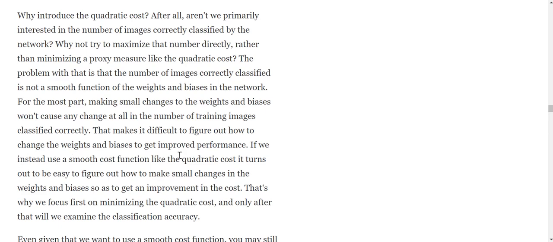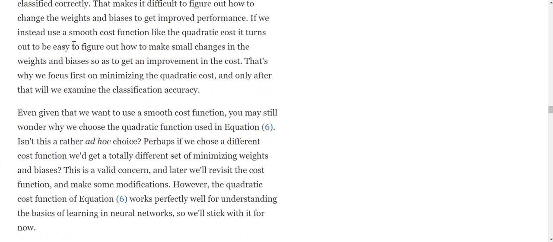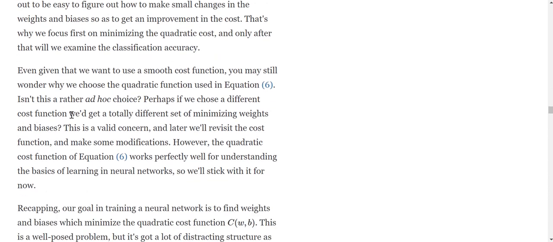If we use a smooth cost function like the quadratic cost, it turns out to be easy to figure out how to make small changes in the weights and biases so as to get an improvement in the cost. That's why we focus first on minimizing the quadratic cost, and only after that we will examine the classification accuracy. So I hope this makes sense.